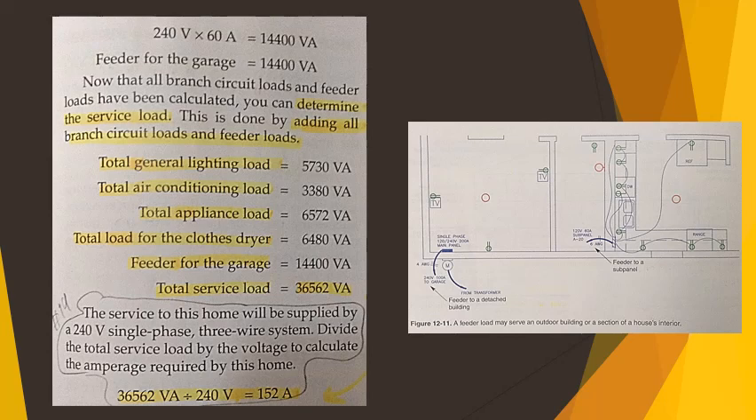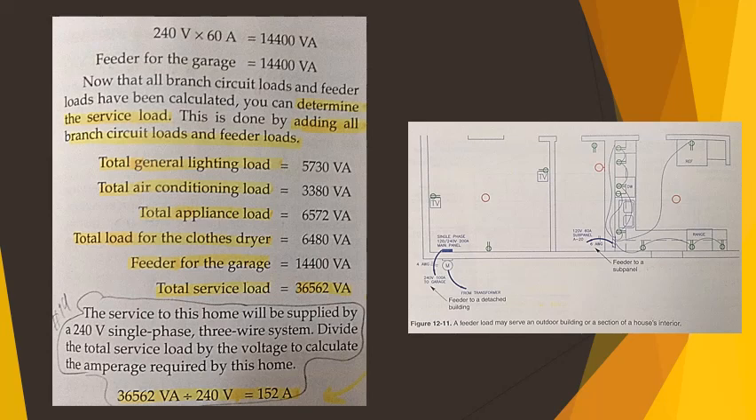The service to this home will be supplied by a 240 volt single phase 3-wire system. So divide the total service load by the voltage to calculate the amperage required by this home. So 36,562 VA divided by 240 volts equals 152 amps. This home will need a minimum of 152 amps to operate safely. Round this up to the next standard size main breaker and you would install a 175 amp panel.